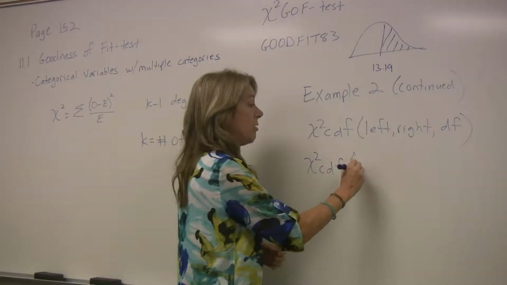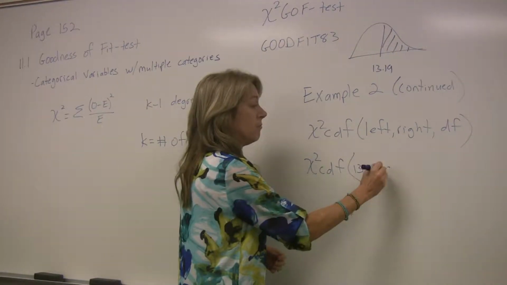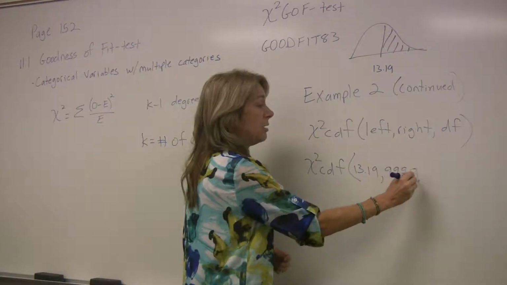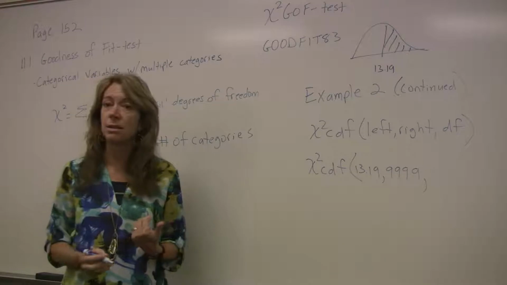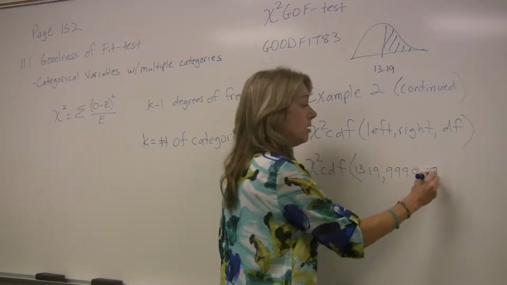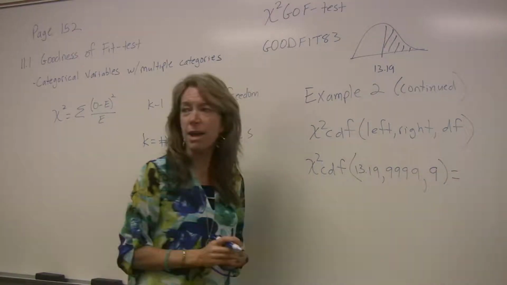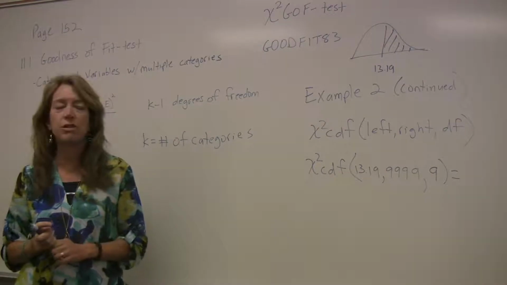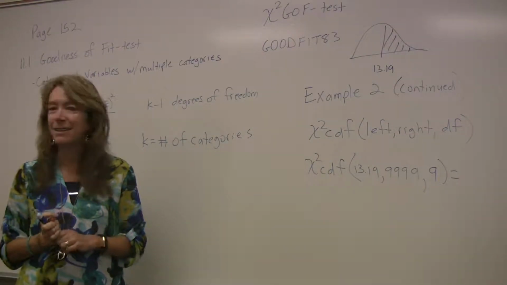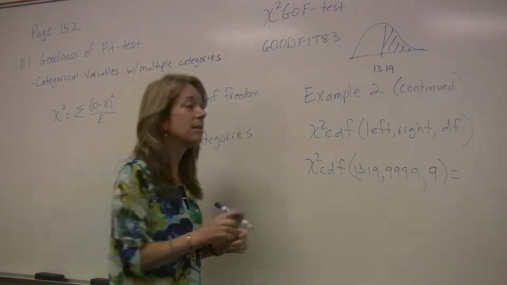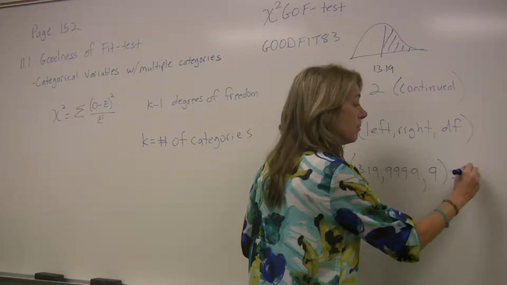13.19. We put 9999, some big number. And the degrees of freedom for that last example was 9. So we should get the same p-value that those of you who had the calculator function already got, which I can't remember what it was. Can someone tell me? 0.154.